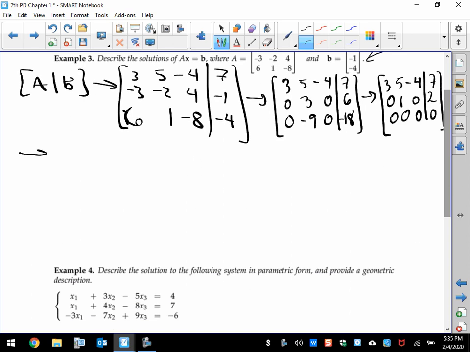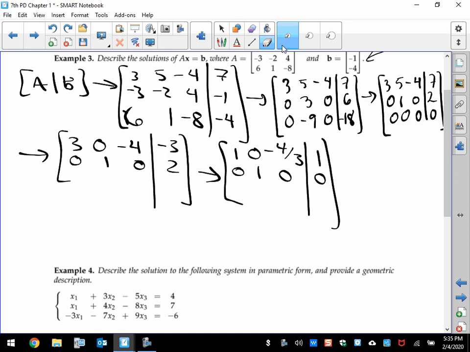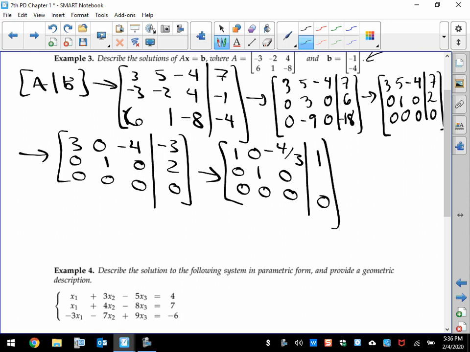Let's go ahead and eliminate that 5 by subtracting 5 of row 2. That's going to be a negative 3. And then we'll divide row 1 by 3. That's going to leave me with minus 4/3. I dropped, whoops, not 0 there. I dropped a row of zeros here, so let's put that back in. And this is a 2. All right, sure. So we have one free variable.